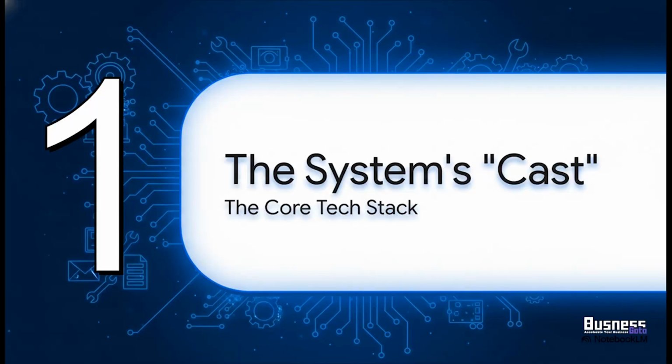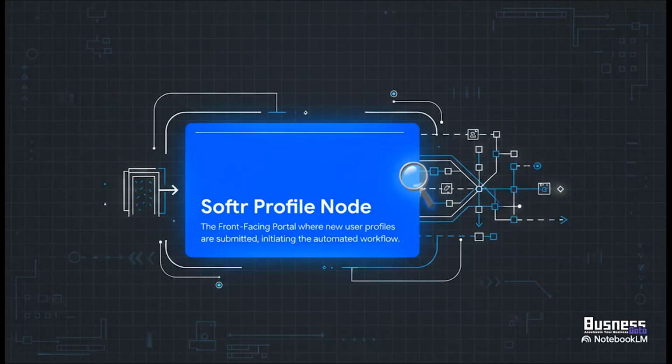Okay, so how do we actually build this thing? Well, it all comes down to getting the right tech stack to work together in perfect harmony. Let's meet the core components, the cast, if you will, that makes all this automated matchmaking magic happen. You know, everything has to start with a clean entry point. For this, we're using Softr, which is a fantastic no-code platform that lets us whip up a really polished, user-facing portal in no time. Think of it as our front door. It's what captures new profiles and shoots that data right into our system, kicking off the entire automated workflow.